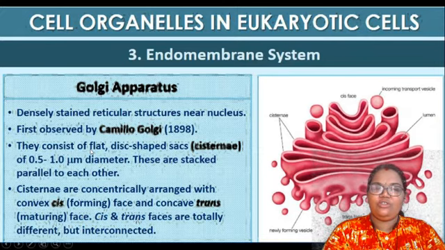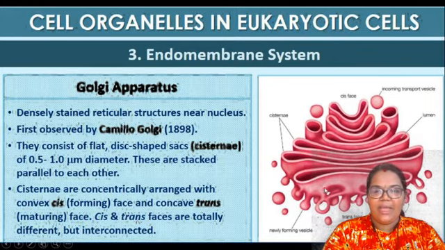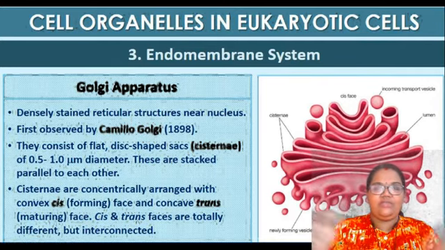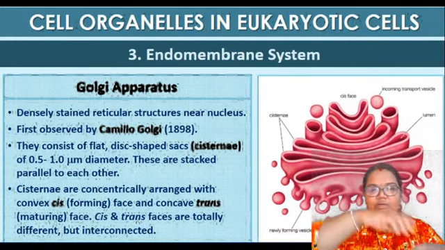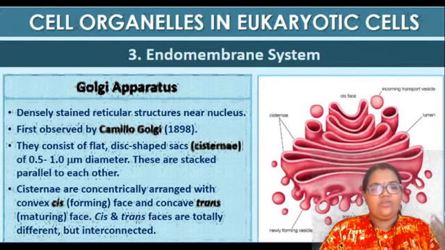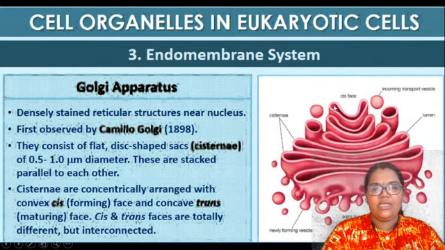Here you can see they consist of flat, disc-shaped sacs called cisternae. These flat disc-shaped sacs are called cisternae, and they are arranged parallel to each other, concentrically, one after another. There is a convex surface and a concave surface. The convex one is the cis face, or the forming face, from where the formation takes place.